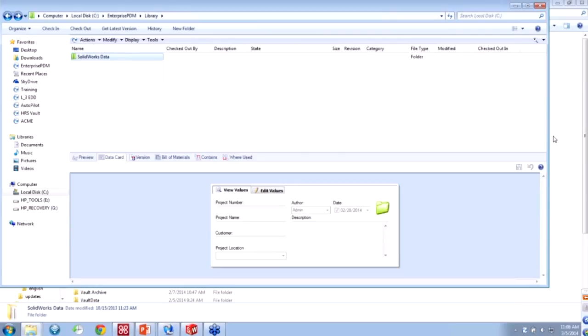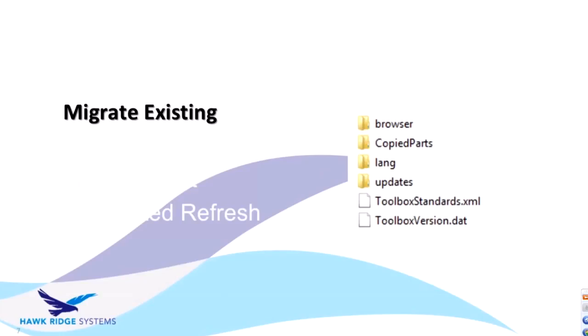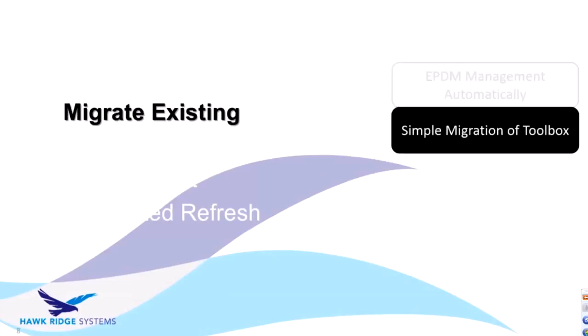So that's pretty much it. How to migrate your existing toolbox into your Enterprise PDM vault. Just copy and paste that folder over. So it's pretty simple to set that up.